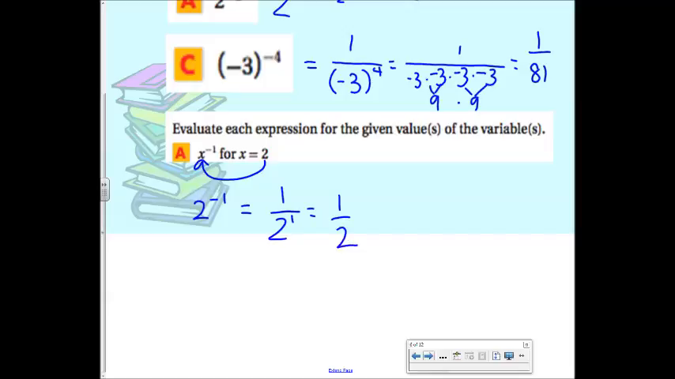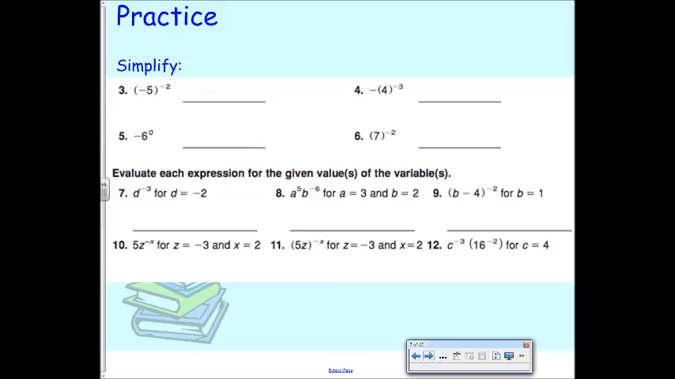Okay, so a negative exponent means that you move it to the bottom. 1 is your numerator, and then that gets rid of the negative sign in front of the exponent. So go ahead and try all of the first 4, and then just do the odds down here.